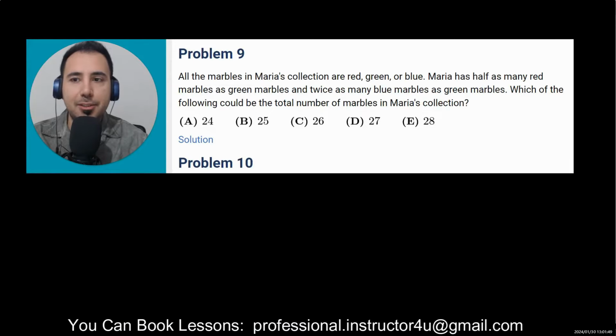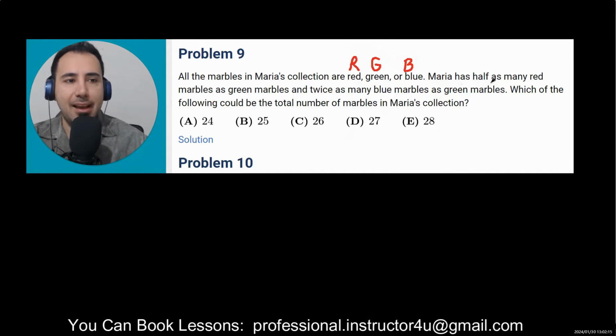For problem 9, usually everyone uses equations, but I'm going to show you something that is usually easier, that most of the time makes us a lot faster. So let's do this. All the marbles in Maria's collection are red, green, and blue. Remember, don't write X, Y, and Z. Just pick the first letters. It helps you save time.